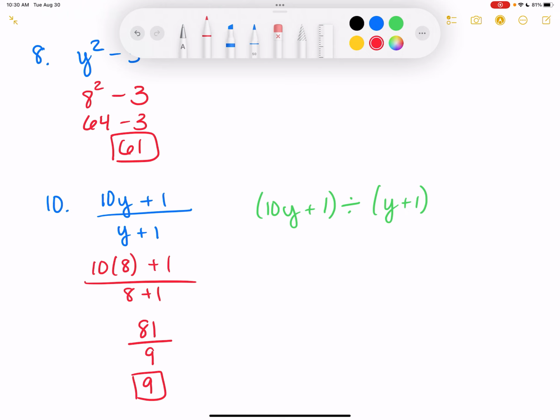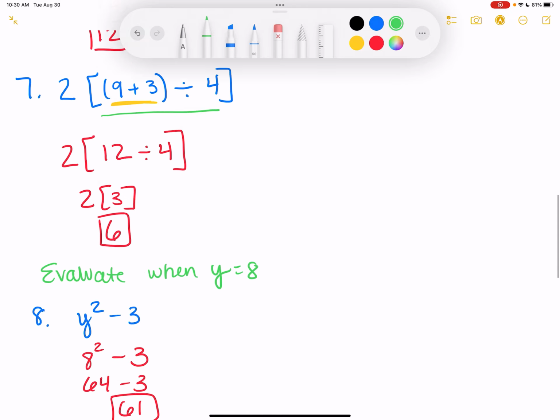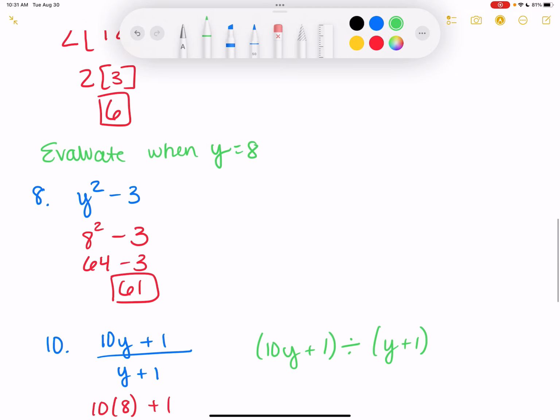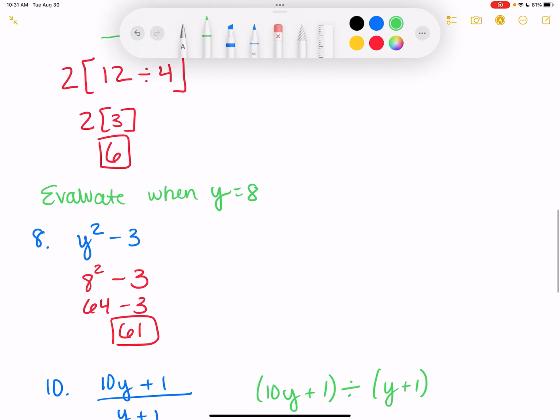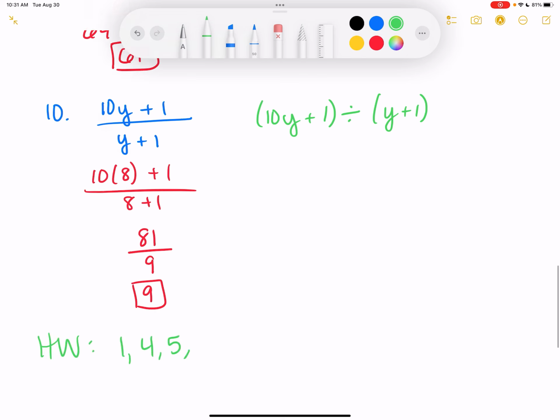Any questions about any of those ones? Cool. We'll do some more out of the actual homework tomorrow, but what I'm going to have you do just to get a little bit of practice here today is the ones that we didn't do. So we did not do 1, 4, 5. 1, 4, 5. And then 6, 7, 8, and 9.